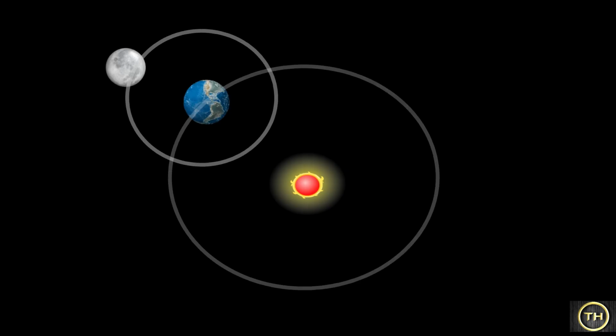Now we will learn about the full moon and the new moon. The moon revolves around the earth and the earth revolves around the sun. However, these two orbits intersect. Hence, the sun, the moon and the earth are not always along a straight line.